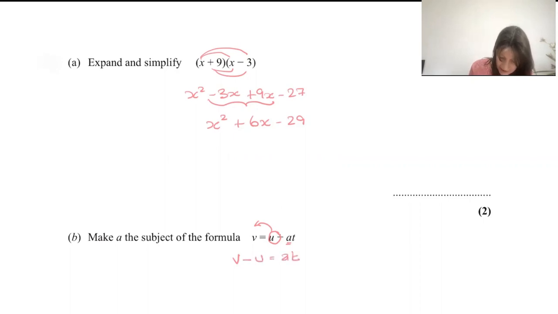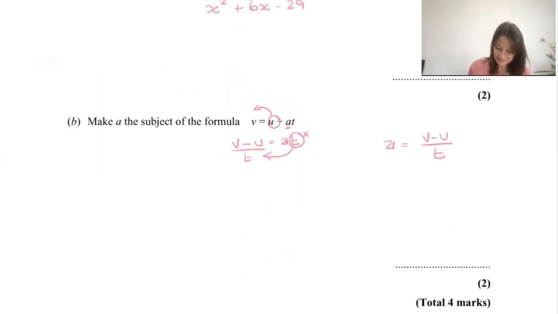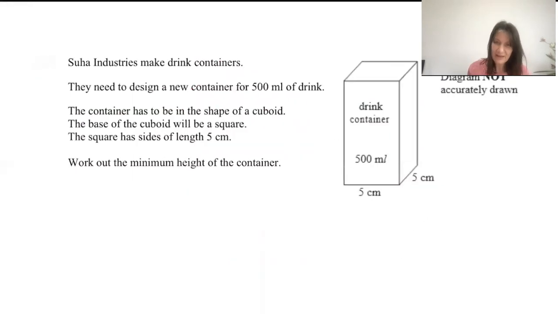To get A on its own, I'm going to pick up the T, drop it on the other side. It's a times on this side, so it will land as a divide. So A is equal to V minus U all over T. Okay, next question. Hit pause and press play when you are ready.